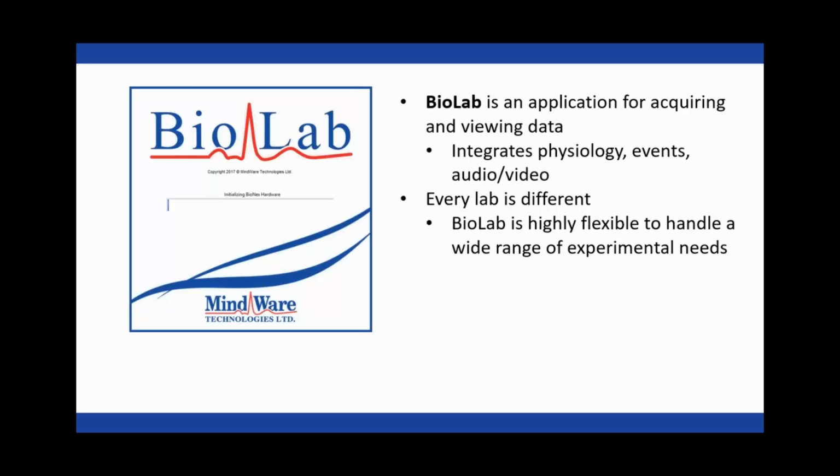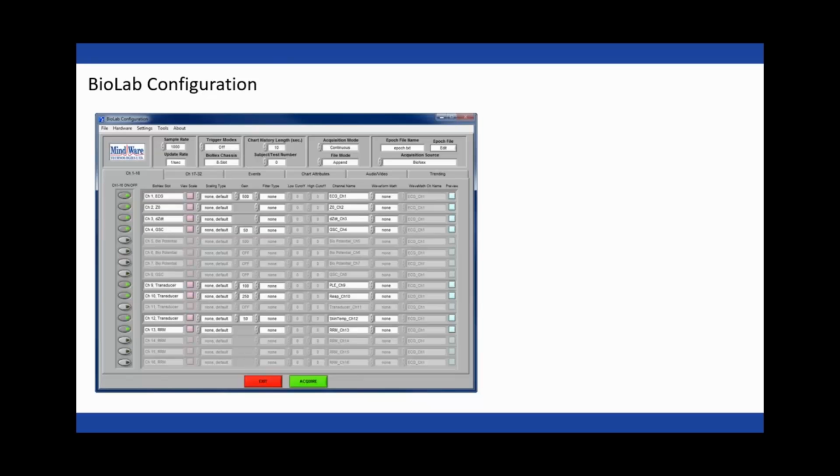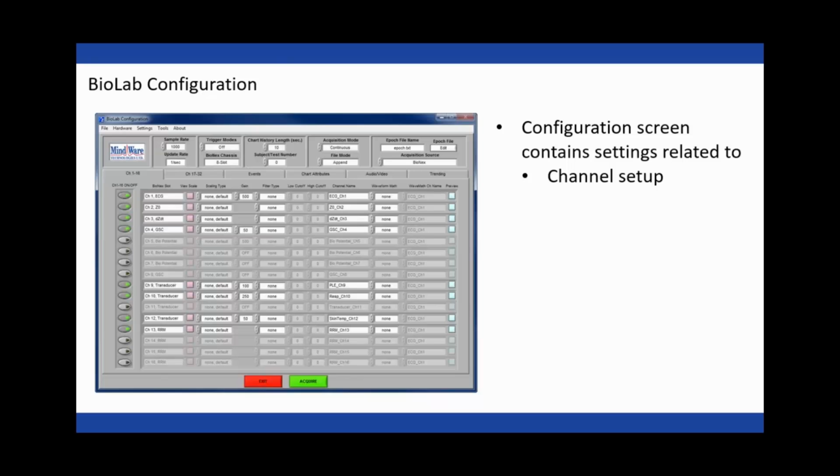So what we've done so far in the first two portions of this webinar series is talk about the configuration screen, because this is where the way you use BioLab is going to change depending on what sort of equipment you're using and what you're studying. That configuration screen contains all the settings related to the setup of channels, so scaling your channels to get them in the correct units, filtering them to remove unwanted noise, naming them so that it's obvious when you go to analyze what that channel contains, things like that.